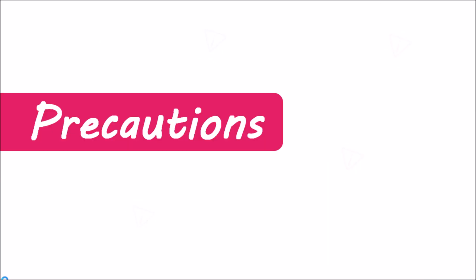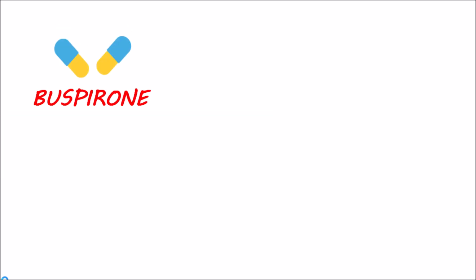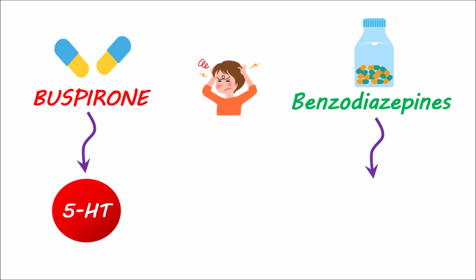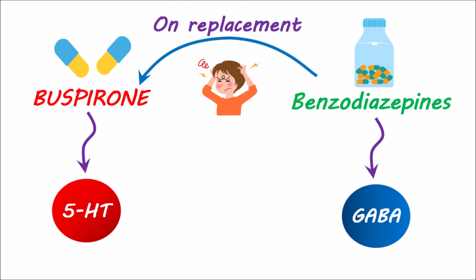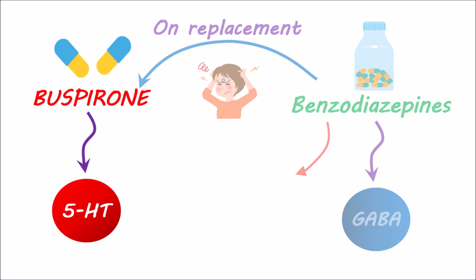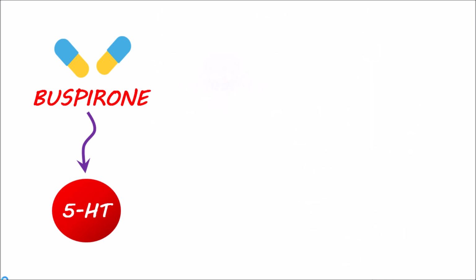Now let's see the precautions for buspirone. Buspirone and benzodiazepines are both drugs that can be used to treat anxiety, but they are not similar chemically or pharmacologically. Buspirone affects 5-HT levels, whereas benzodiazepines increase the action of GABA. So, when benzodiazepines are replaced with buspirone, the dose of benzos shouldn't be suddenly stopped, as it may precipitate withdrawal effects.